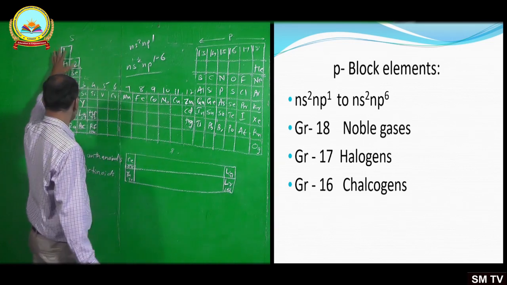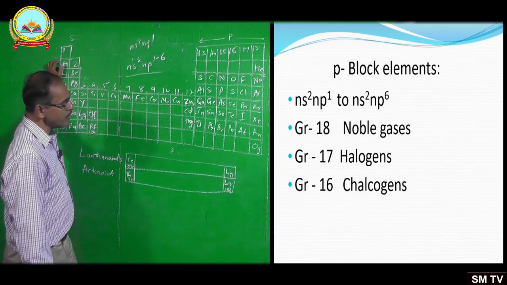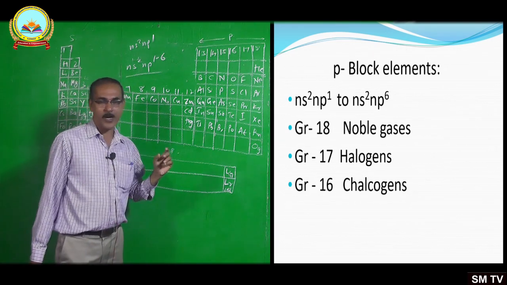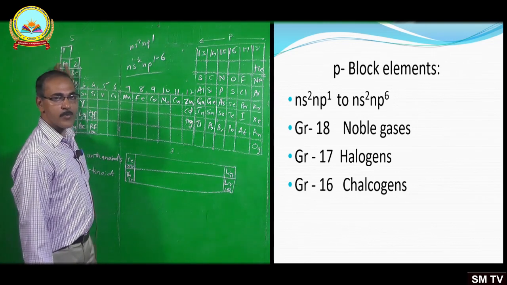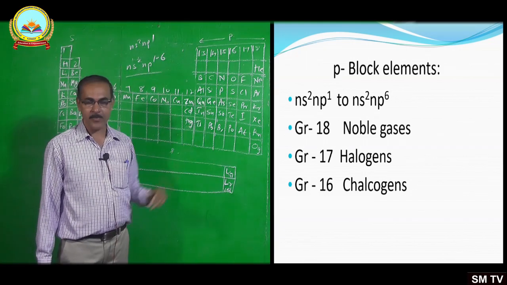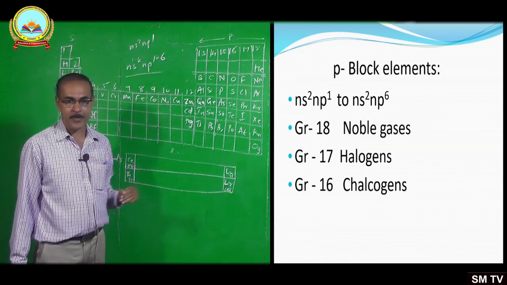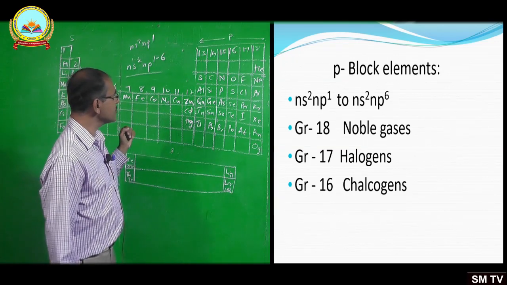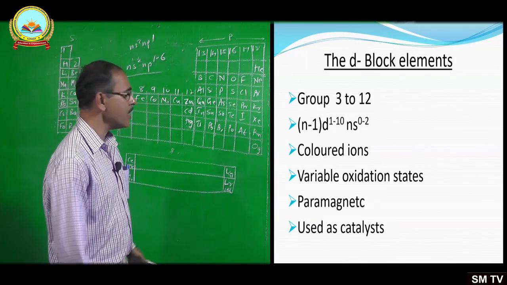But in the case of alkali metals, except hydrogen, all are metals. The position of hydrogen is a problem. Therefore, it is not studied along with the alkali metals. Hydrogen is studied separately. When we study the alkali metals, we keep hydrogen separate. Okay. Next, let us go for the D block elements.